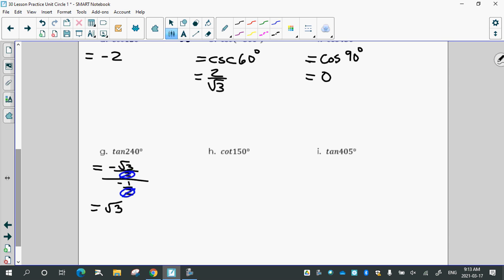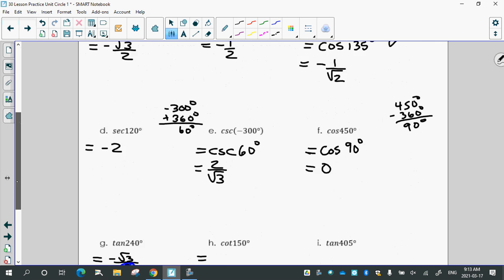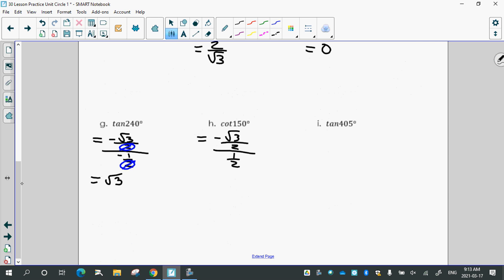Cotangent of 150, so cotangent is the x value divided by the y value. So I'm looking at 150, x divided by y. So negative root 3 over 2 over 1/2. The 2's divide out. Negative root 3 divided by 1 is just negative root 3.